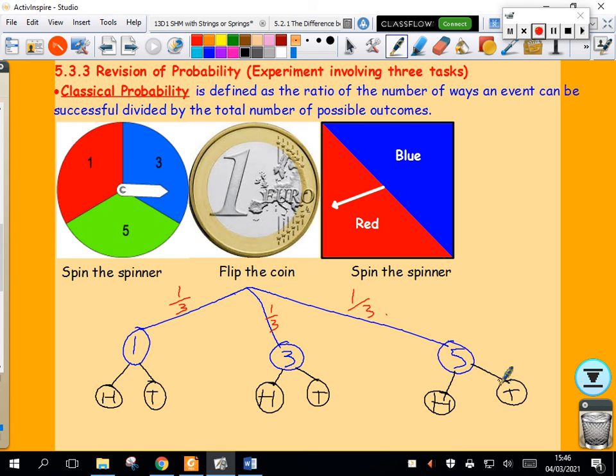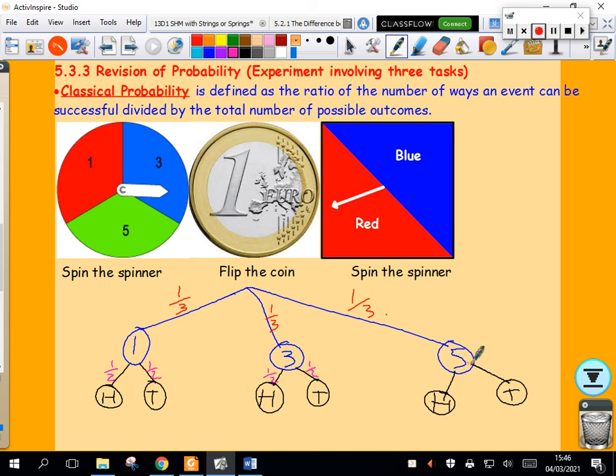Again, the probability of flipping the coin and it landing on heads is 1/2, and the probability of it landing on tails is 1/2. Notice they combine to give me 1. And those probabilities are not changed. Given that 3 was my outcome from my first task, the probability of heads in my second task is still 1/2. The probability of tails in my second task is still 1/2.